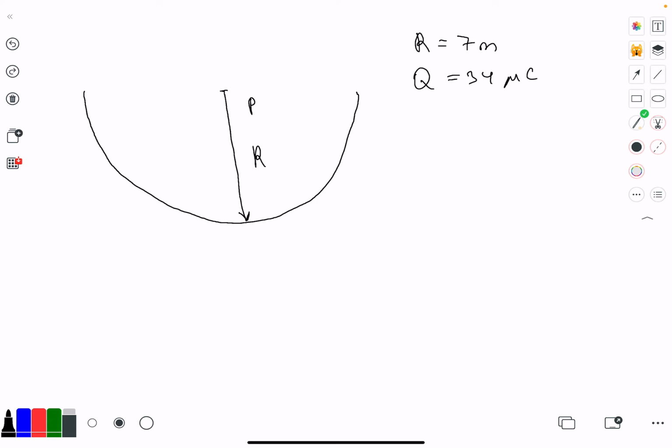What is the magnitude of the electric field at the center of the circle, point P? So we have to find the total electric field at point P. Okay, so what do we have to do? Since it's a very thin rod, we divide it into small pieces. Let's say this part is a very small piece.